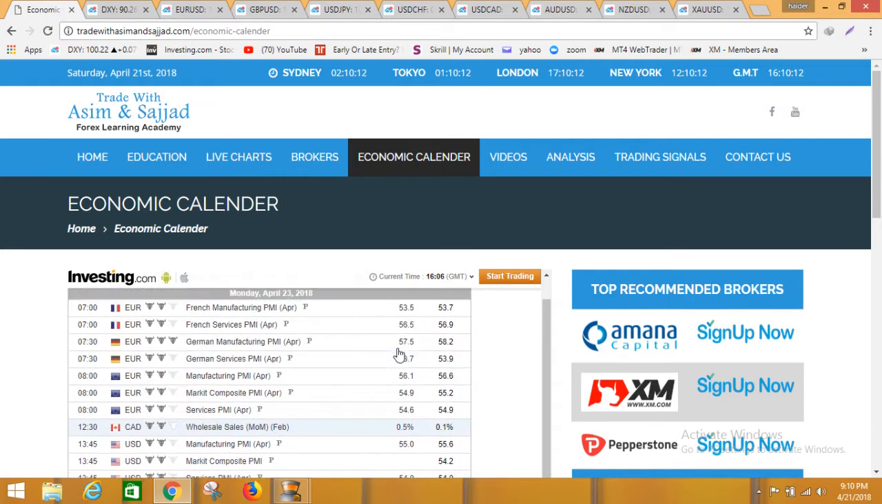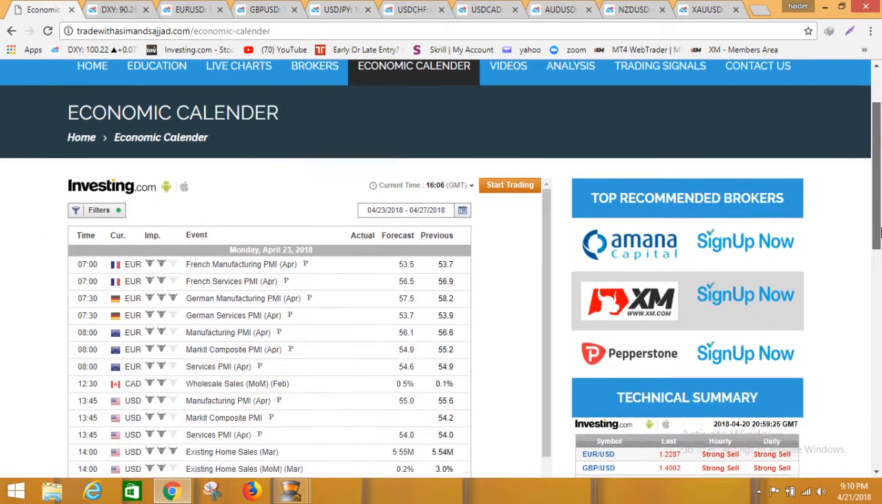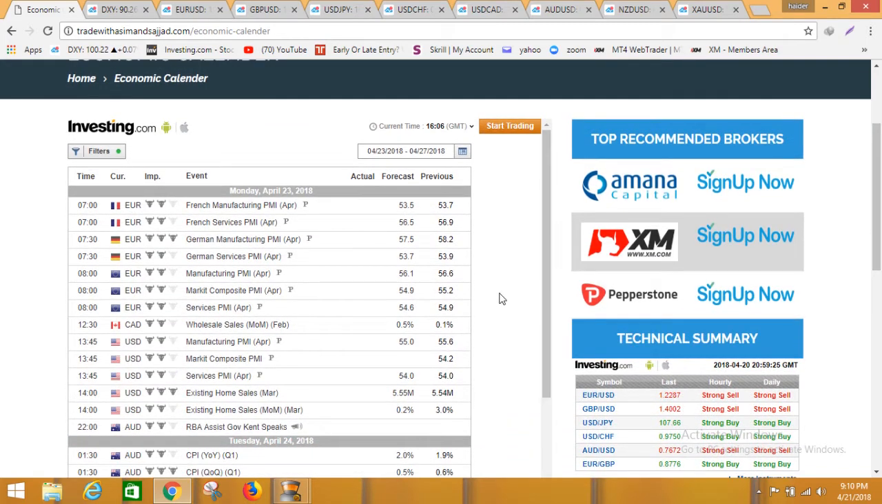Starting from Monday. On Monday there are two most important news which can put some impact on the prices. The first one is German manufacturing PMI for Europeans, and then we have the US dollar existing home sales. And these are two news which can bring some volatility in the market. The rest news are just medium impact news.